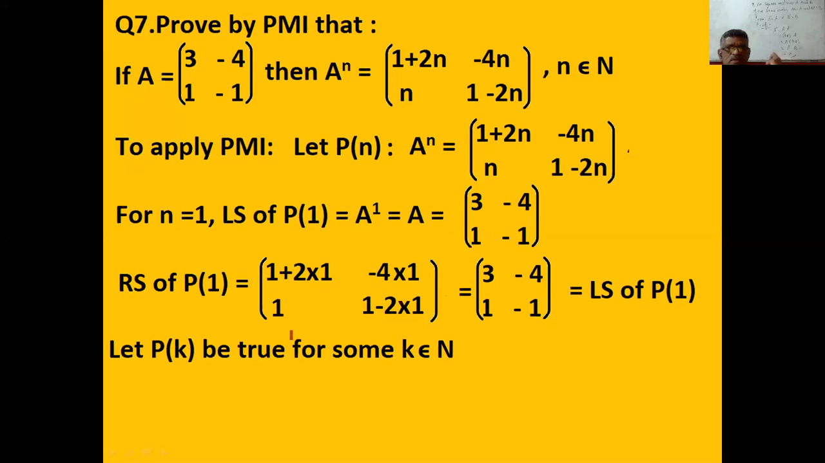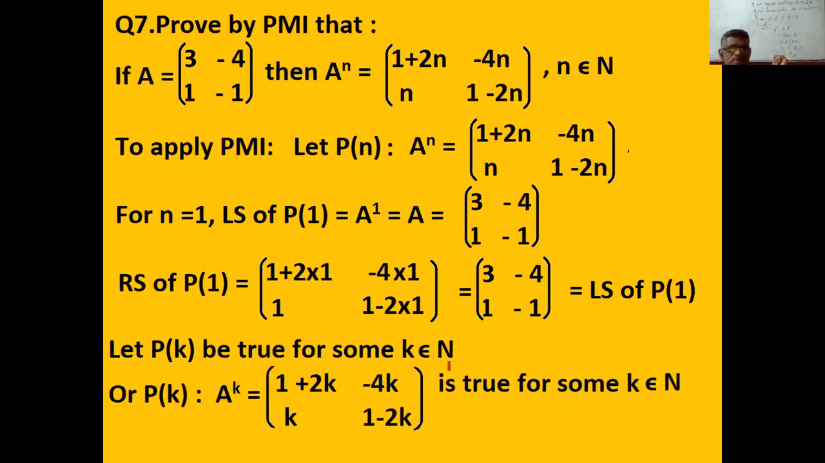So P(1) is true. Right? You can write here, so P(1) is true. I missed that. We can write P(1) is true. Okay? Now, let P(k) be true for some k belongs to N.